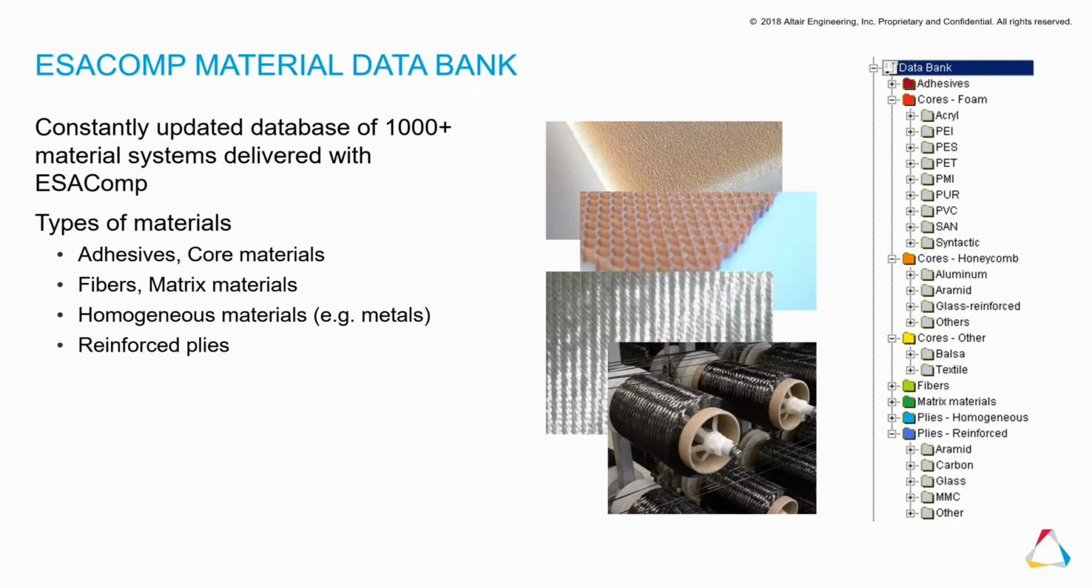So there are different types of materials included, starting from adhesives, core materials, fibrous matrix materials, and so on. But the reinforced plies, so the cured ply with the properties of the matrix and fiber in cured form, get from the coupon test, that's the biggest group of data that we have and the typical starting point for most of the analysis in ESACOMP.